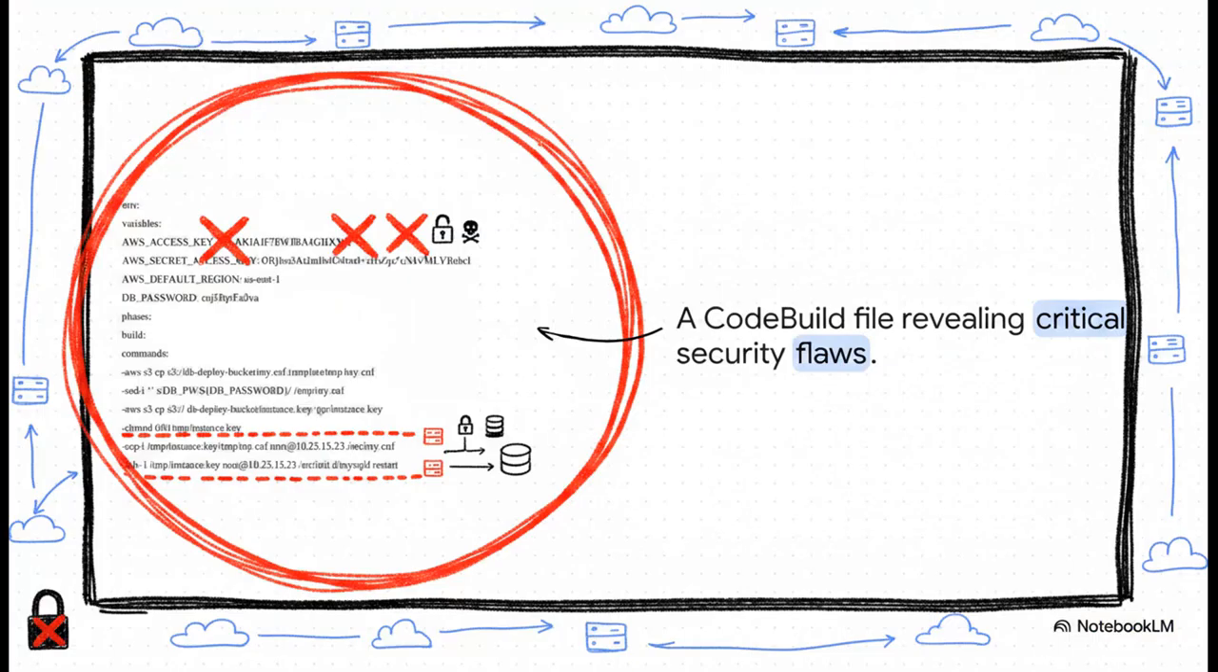Now, consider a real-world AWS CodeBuild snippet that is basically a masterclass in what not to do. Imagine a developer just hard-coding their AWS access keys right at the top of a buildspec.yaml file, and even worse, leaving a plain text database password just sitting right there in the environment variables. Add in direct SSH commands using an instance key, and man, if that repo ever gets compromised, your entire infrastructure is basically handed over on a silver platter.